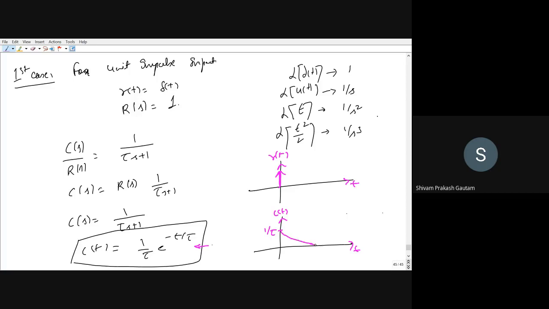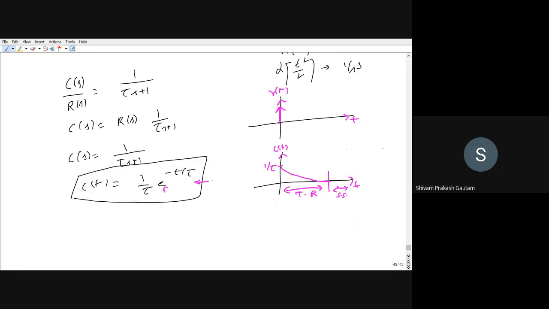So it will decay. Why is it decaying? Because it is exponentially decaying. This is our c(t). So from here to here, we call this a transient response, and from this part onward, we call it a steady state response.